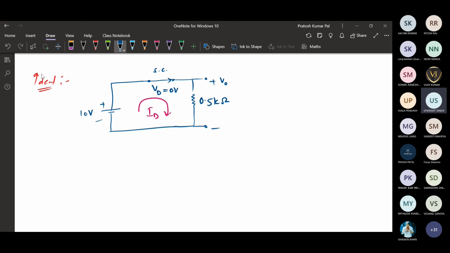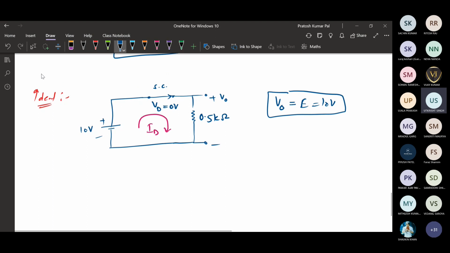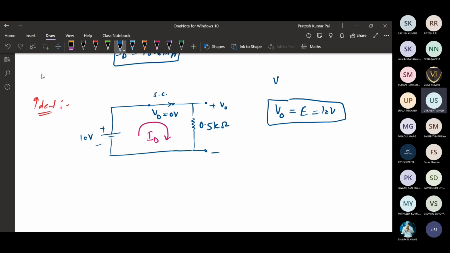By using the KVL, we can see that the voltage drop here is 0. So whatever voltage is there, the same voltage will come out here. So V0 will be equal to E, which is 10 volt. Before that, we can write that the voltage drop across the diode is 0, as the diode is a short circuit. So the diode is represented as on, and once it is on, it has a voltage drop of 0.